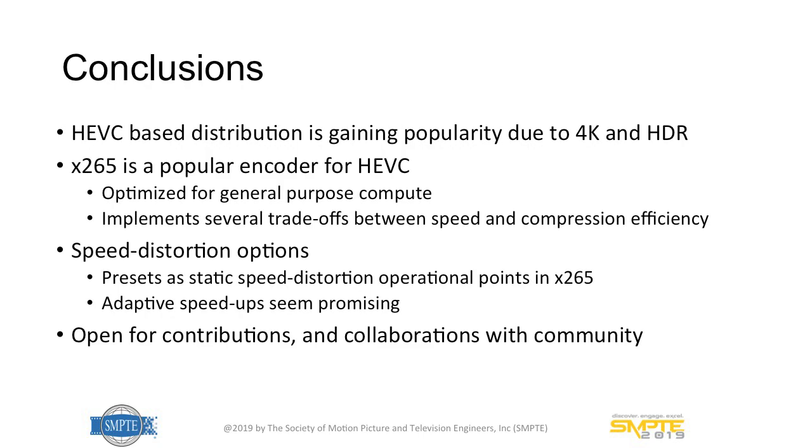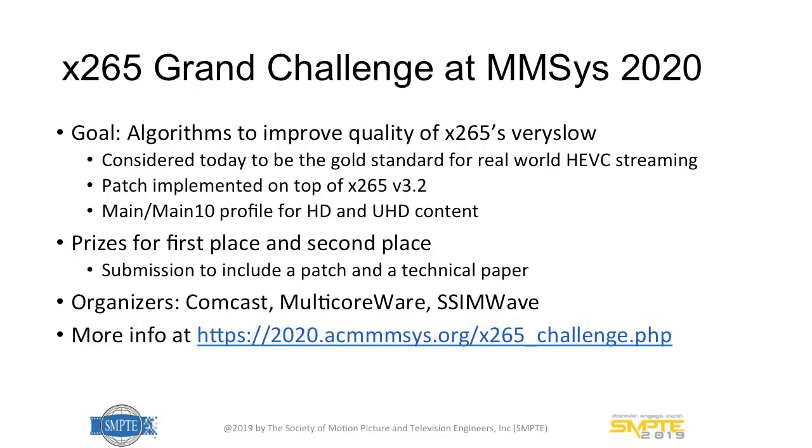Please help out and improve the quality. In order to do that, we're organizing a grand challenge at the next MMSys conference in June 2020. The goal is to algorithmically improve the slower presets of X265. We don't care how fast it is, but we want to see an algorithmic improvement. And obviously, there are prizes for first and second place, as long as there is an open source patch and a technical paper explaining why and how this works.